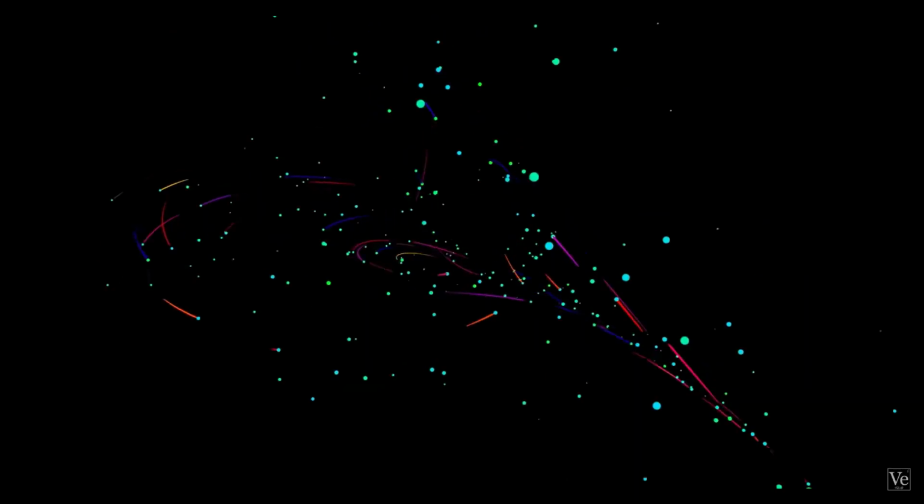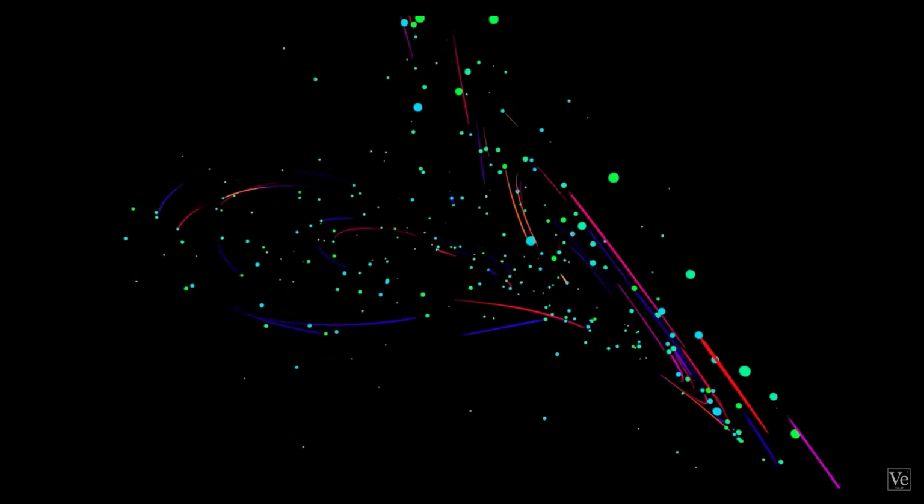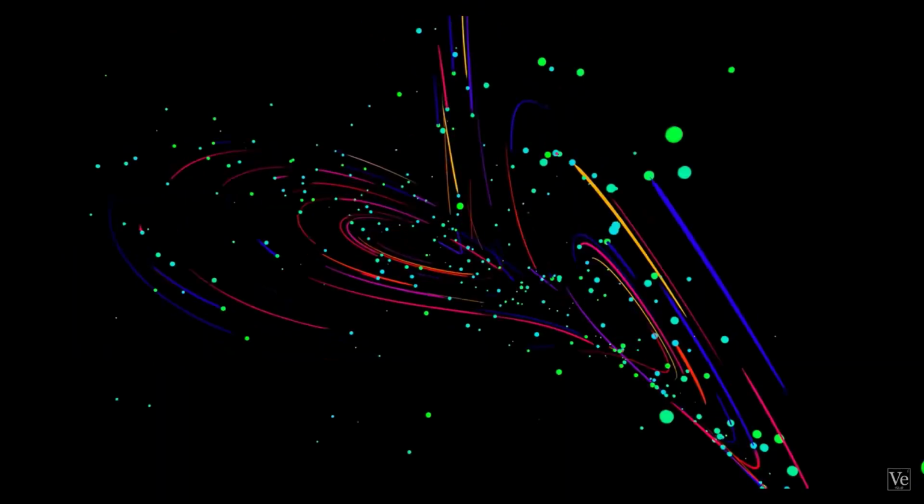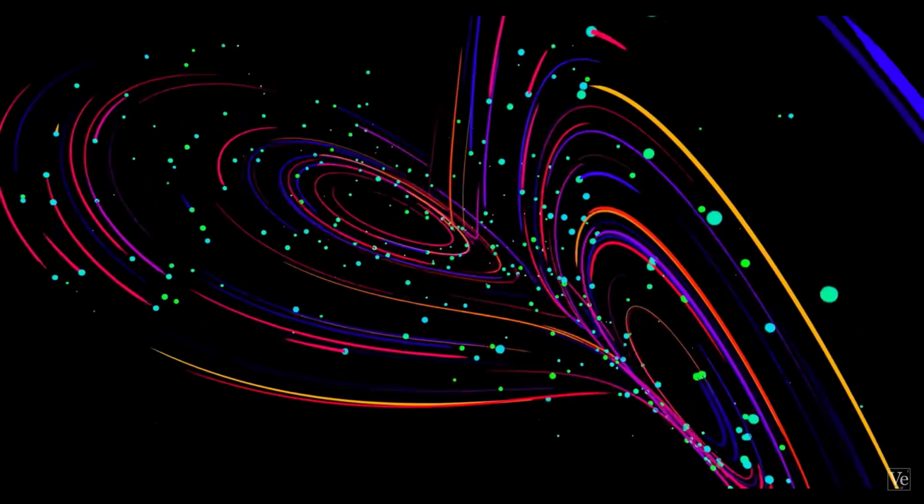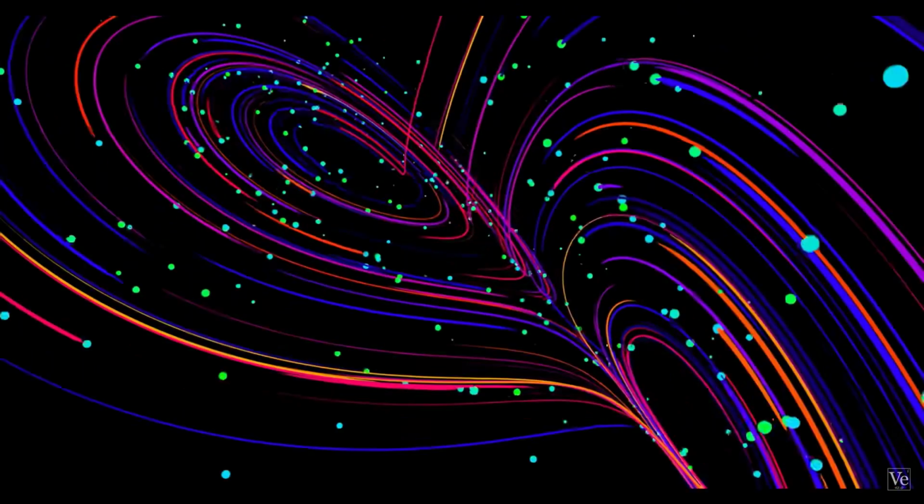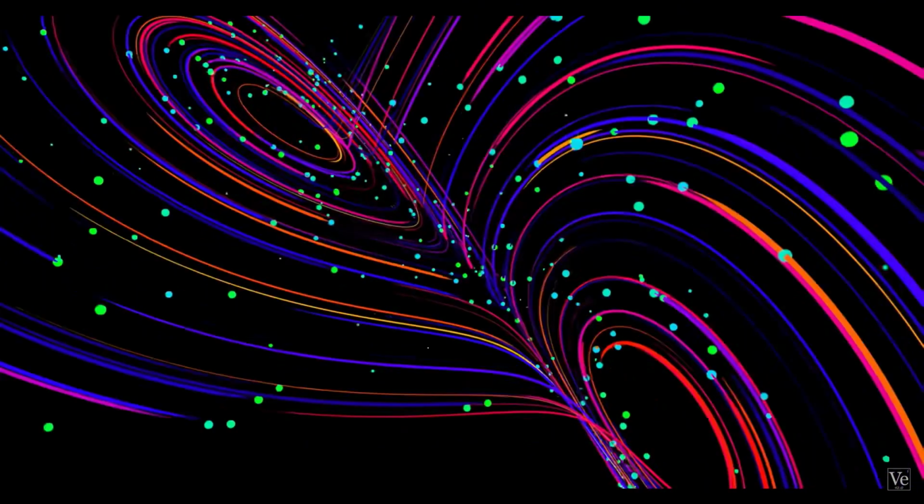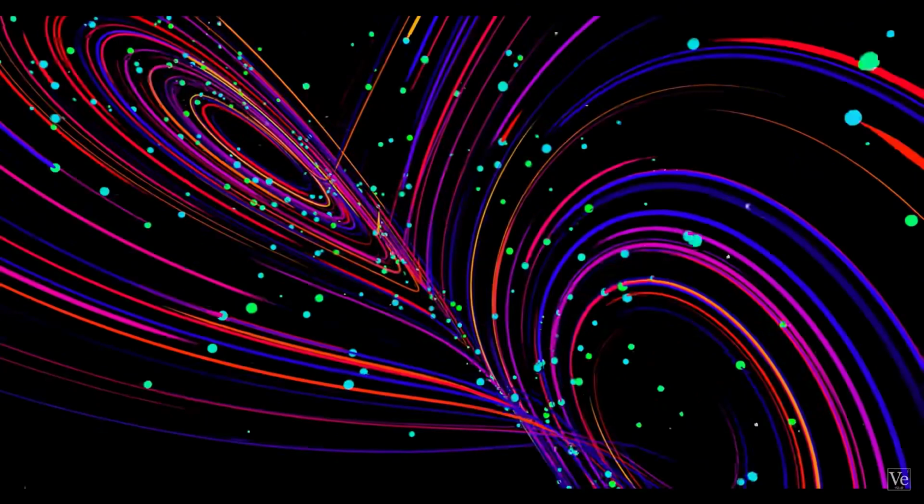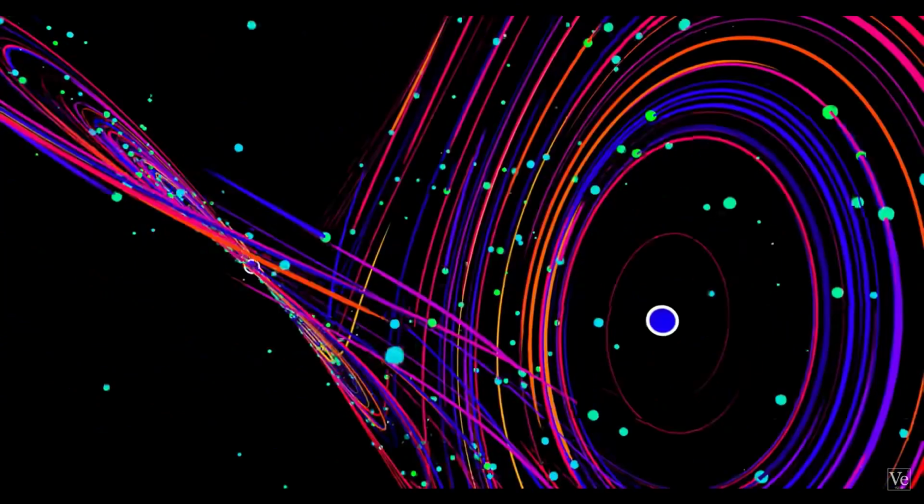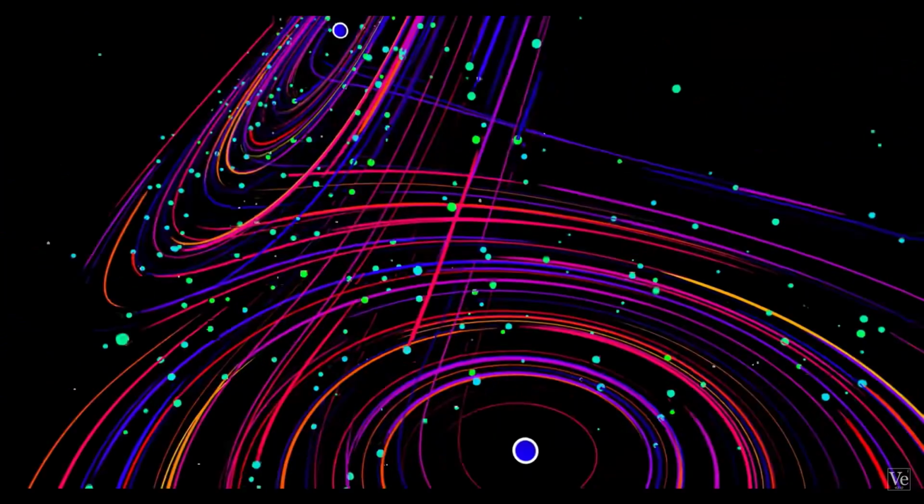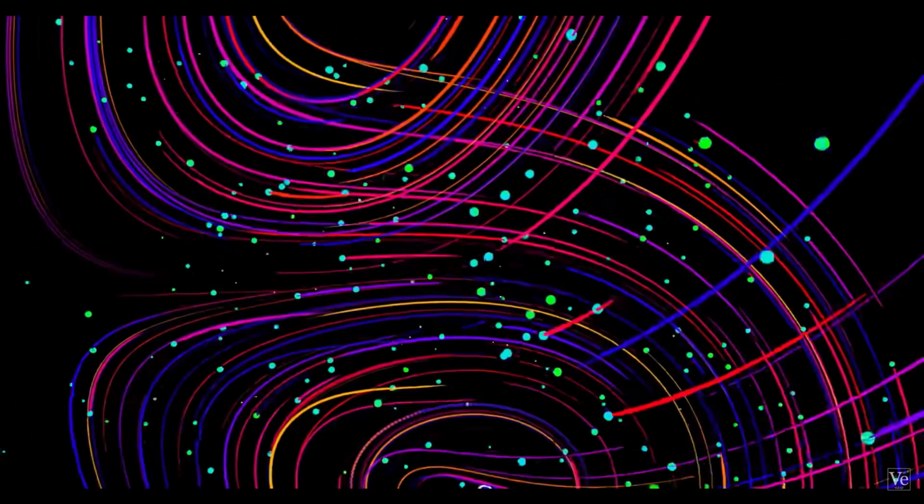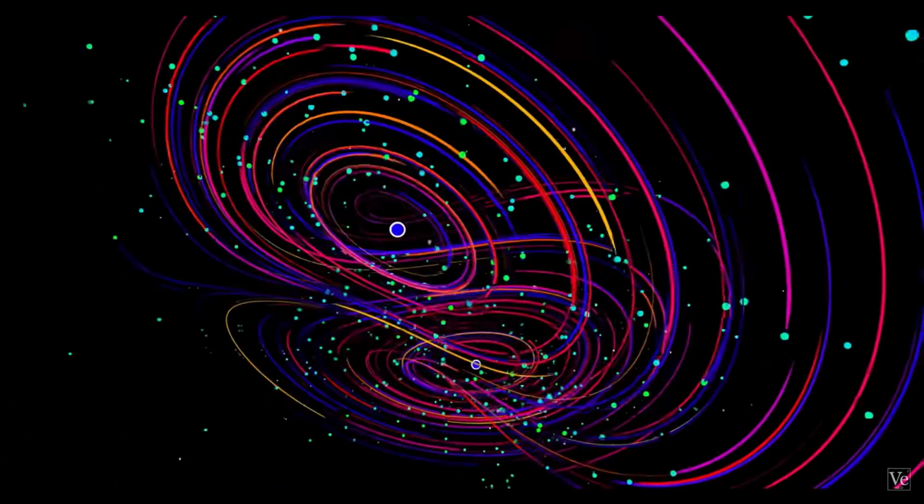Let's look again at the phase space of the system. If we start with a whole bunch of different initial conditions, the trajectories all settle onto the same structure. This particular structure is called the attractor.